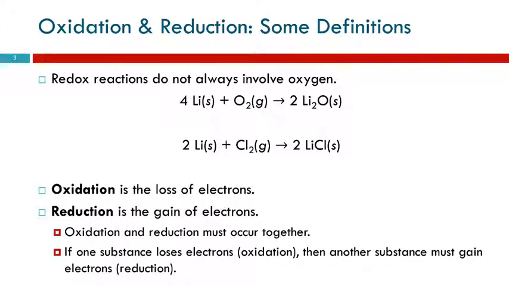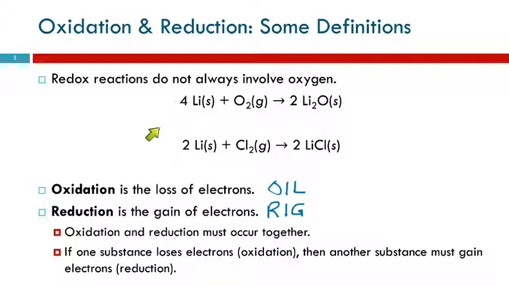But as we have seen before, redox reactions do not always involve oxygen, and so we need a description, a definition that's broader to include those things that don't involve oxygen. So here, lithium can react with oxygen to form lithium oxide. Lithium can react with chlorine to form lithium chloride. These are both oxidations, and so that's where we use these definitions, which are more broad. Oxidation is the loss of electrons. Reduction is the gain of electrons. And that's where we use the mnemonic OIL RIG. So oxidation is loss of electrons. Reduction is gain of electrons.